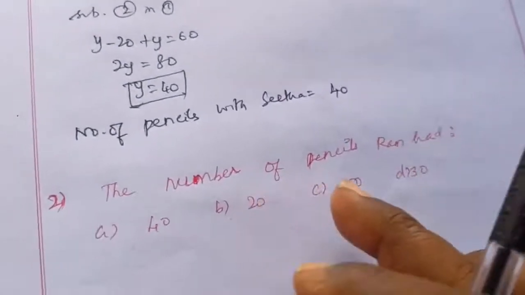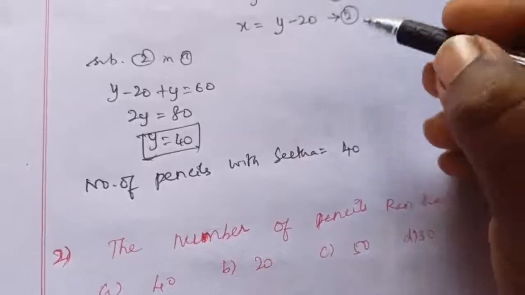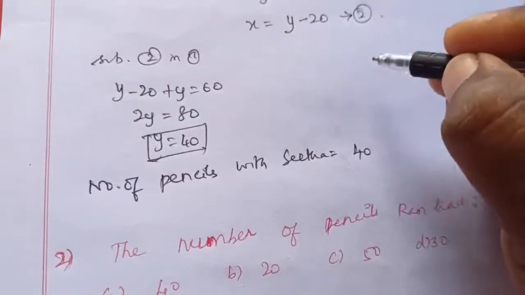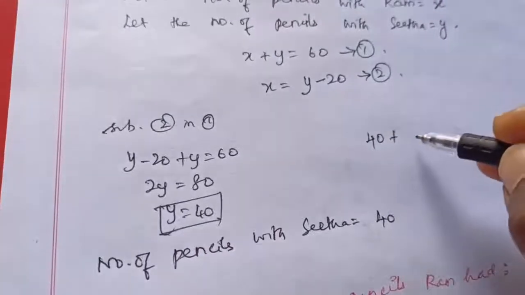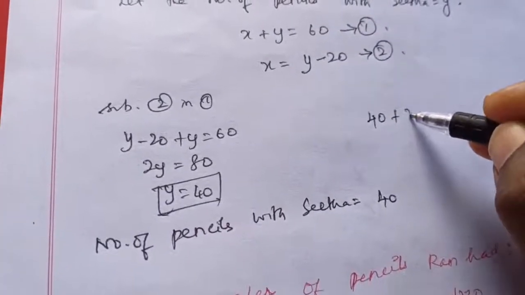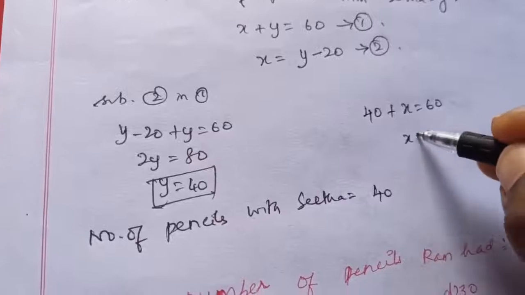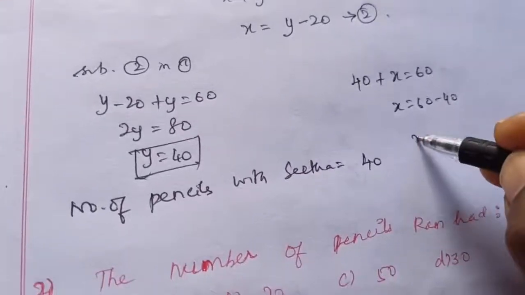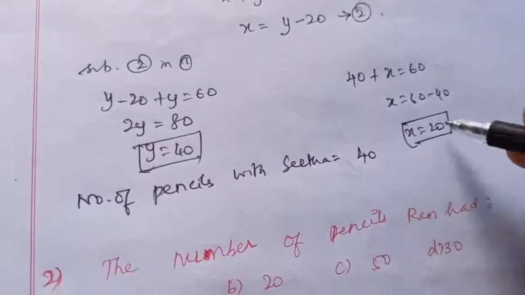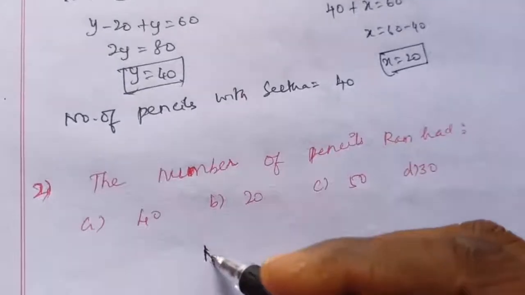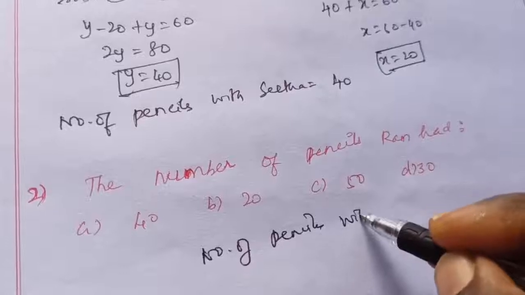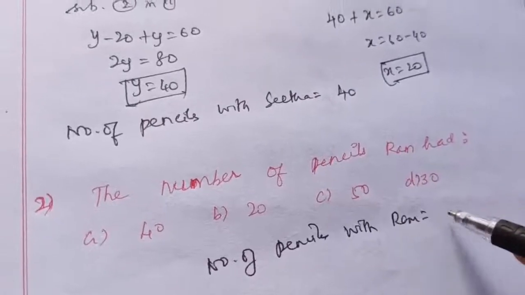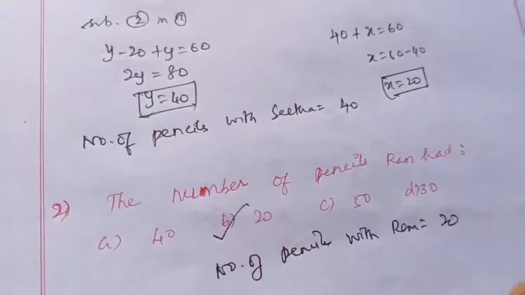Next, the number of pencils with Ram. They asked about the number of pencils with Ram also. So just substitute in the first equation: 40 plus X is equal to 60. So X is equal to 60 minus 40, so X is equal to 20. The number of pencils with Ram is equal to 20. So option B is correct.